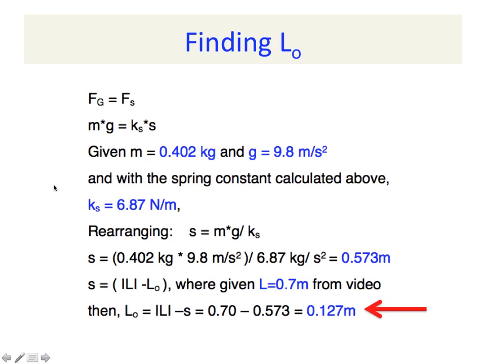To find L naught, we're given the mass, we know G, and from the spring constant we just calculated above, we plug this in, do some rearranging, and come up with a value of 0.127 meters.